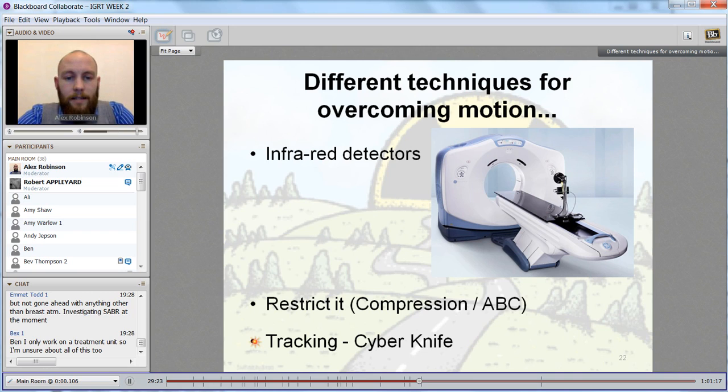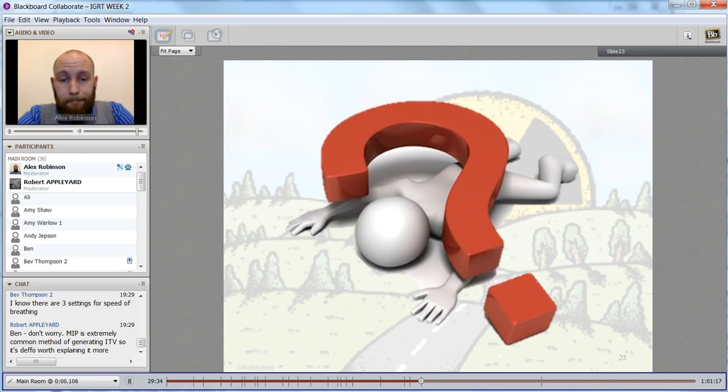CyberKnife is the opposite end. The CyberKnife would be able to take this into consideration due to its continual tracking system. However, it's not commonly used within the UK.